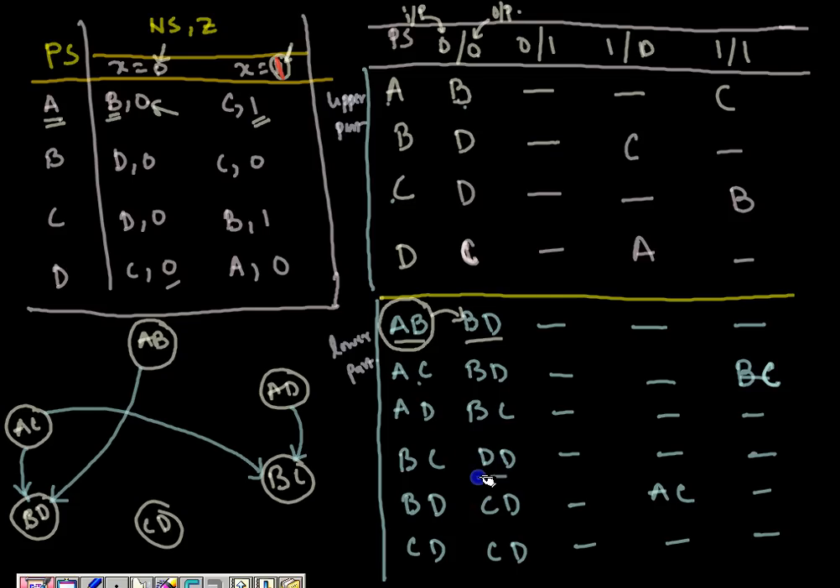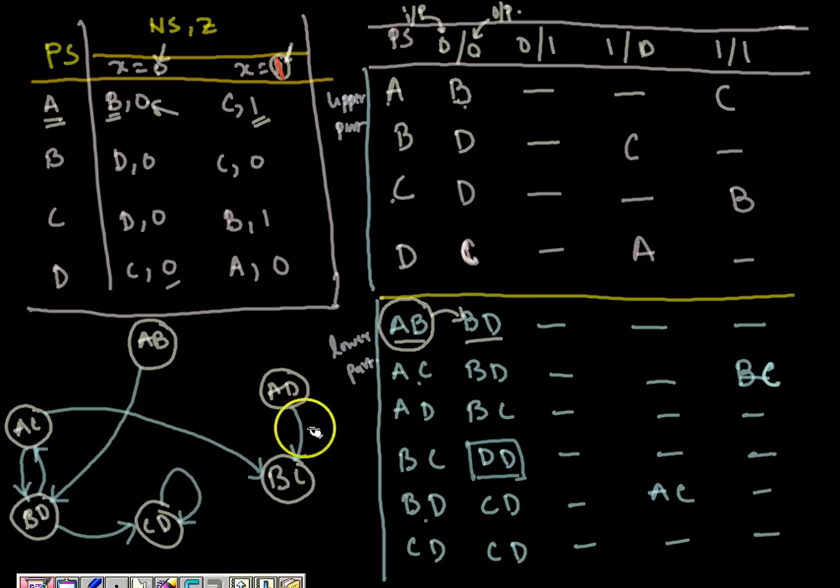BC arrow DD. Now if the same state appears twice, you should leave this. BD arrow CD should be there. So this is BD arrow CD. Now BD arrow AC should also be there. Now CD arrow CD, you should write in this way, CD arrow CD.